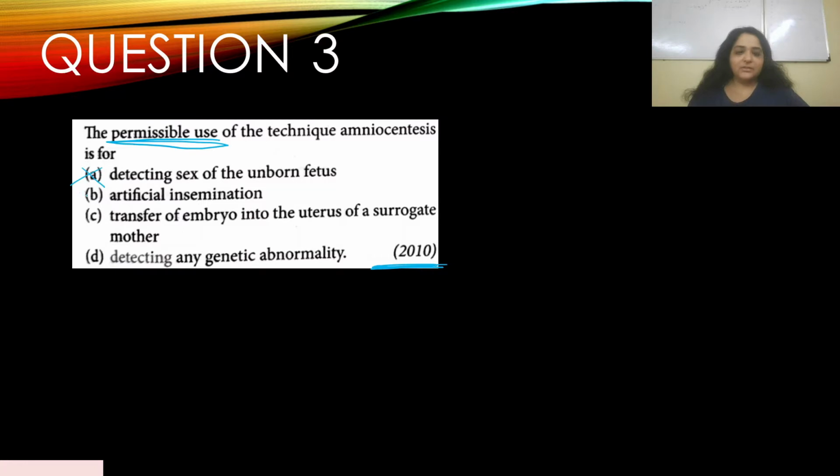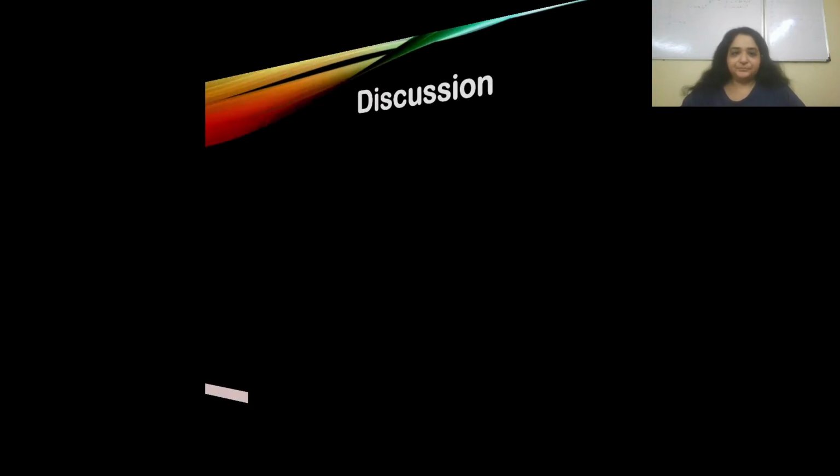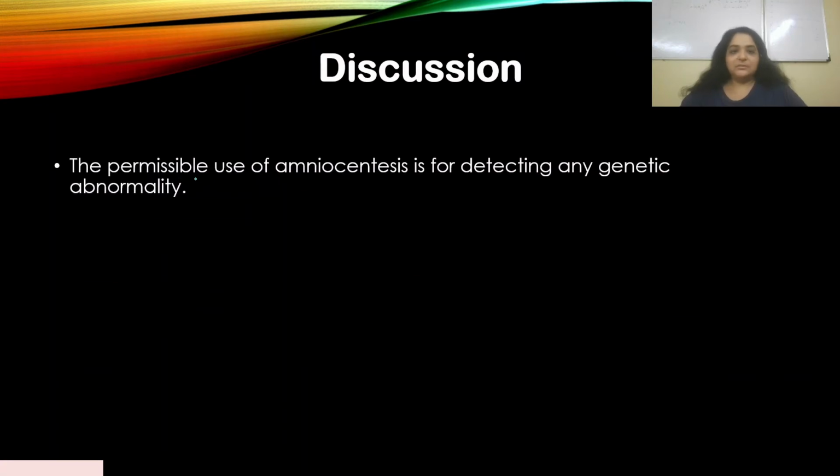So A is the wrong answer. Artificial insemination, no, that's not this. Artificial insemination, what are you going to do with amniocentesis? So that's incorrect. Transfer of embryo into the uterus, no, not really. Detecting any genetic abnormality, yes, that is the permissible use. Okay, it's a lawful use of amniocentesis. So the answer is D. So the permissible use of amniocentesis is for detecting any genetic abnormality.